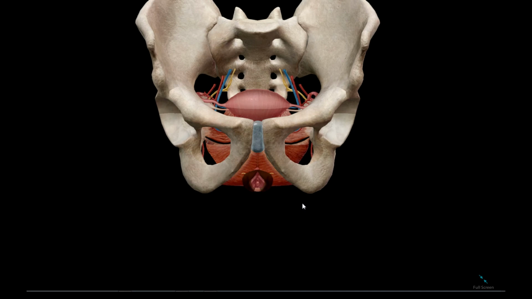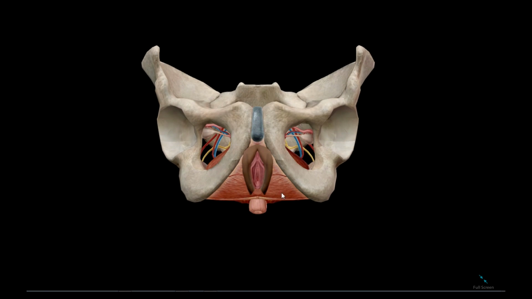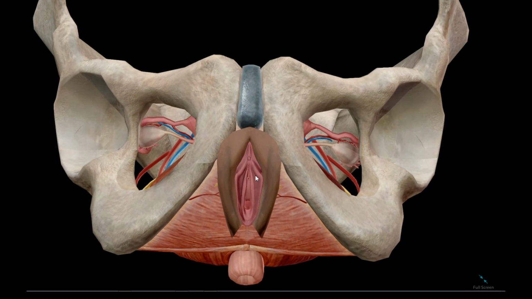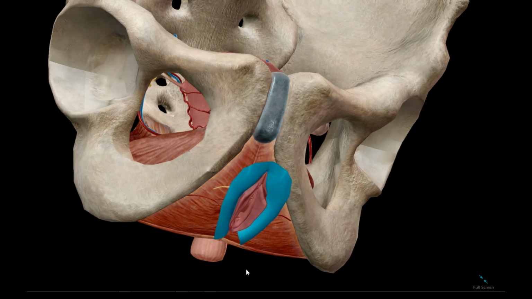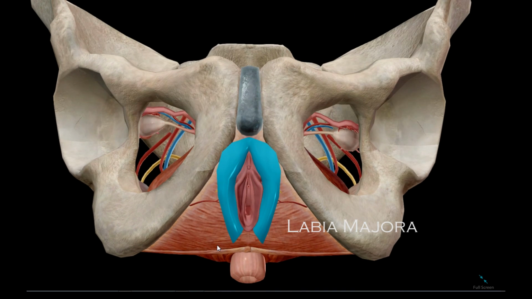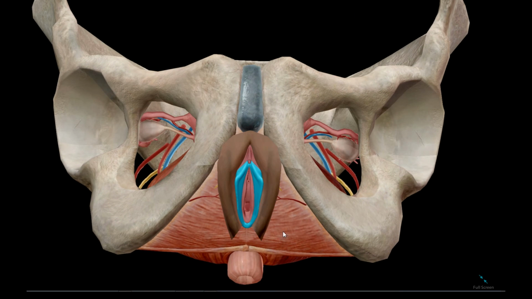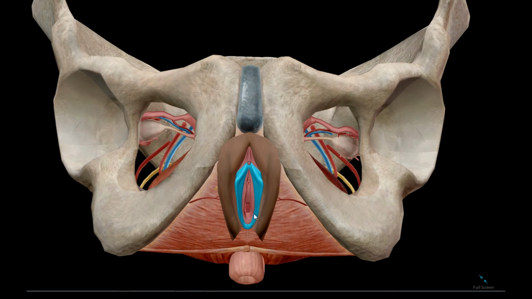Next, we examine the details of the female perineum, starting with the external genitalia. This feature is the labia majora, labia minora. The opening of the vagina is the vaginal vestibule.